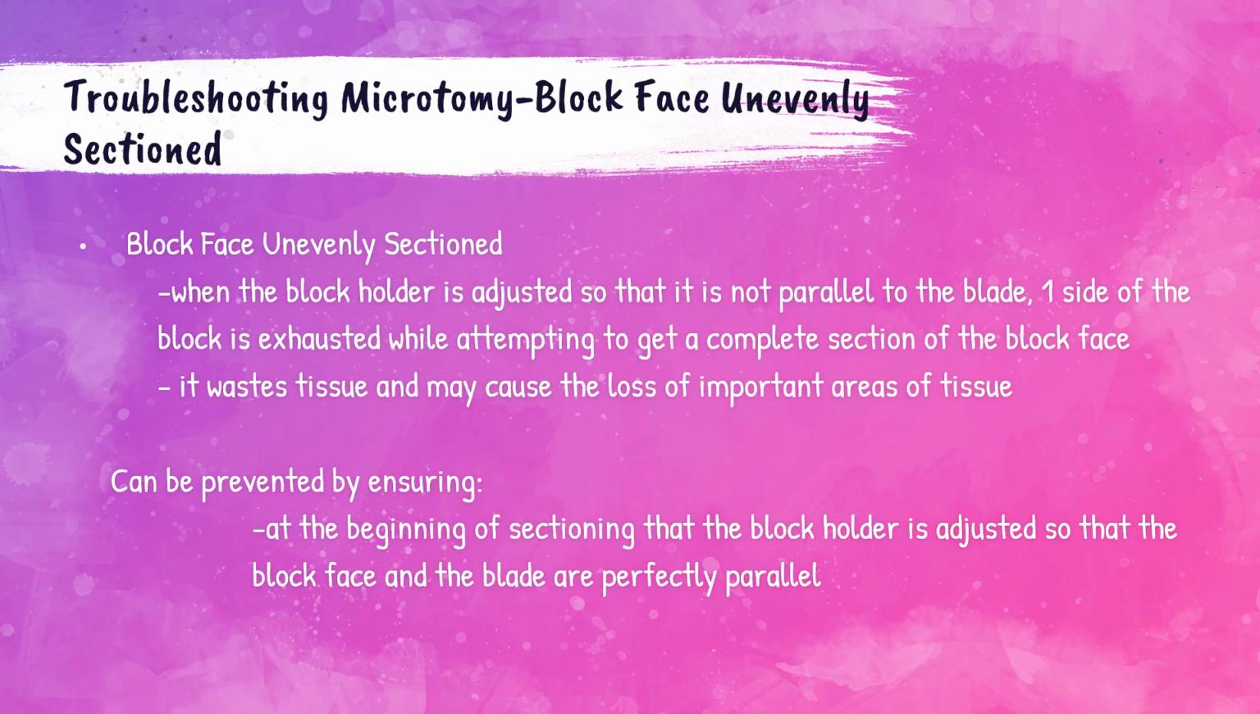If the face of the tissue block is not parallel to the blade in the microtome, one side of that tissue block will be exhausted while the user attempts to get a complete section of the tissue block face. This wastes tissue and can cause the loss of vital areas of the tissue sample. This can be prevented by making sure the tissue block holder is adjusted so that the face of the block and the blade of the microtome are parallel to each other. Photos showing this are on the next slide.